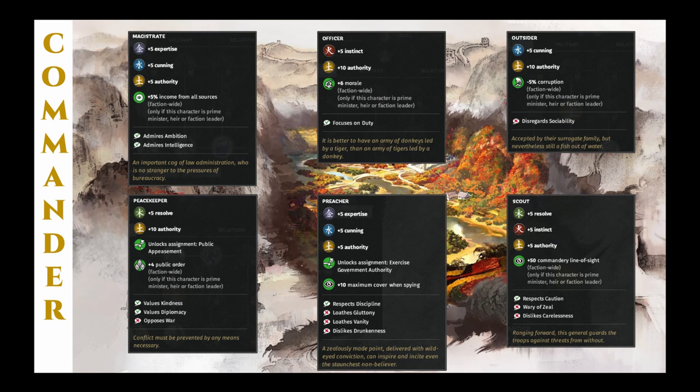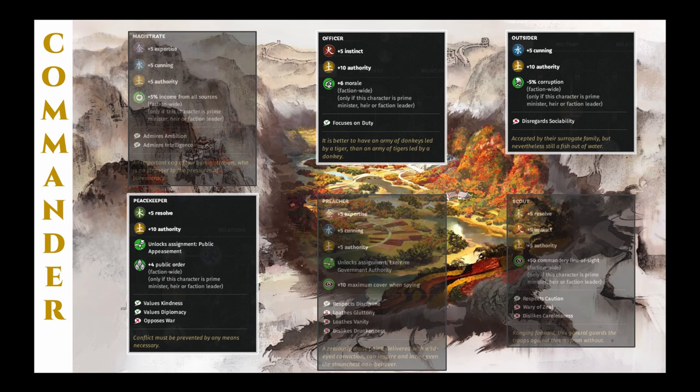Unlike the 2 classes we just discussed, there are 3 backgrounds for the commander that have 10 points in authority. And this is great news, as commanders make the best Prime Minister, Heir, and Faction Leader given their high authority stat. And the 3 backgrounds here that provide 10 points in authority will only help you increase overall satisfaction throughout your faction. The secondary boost here is really irrelevant, as all 3 are equally good.